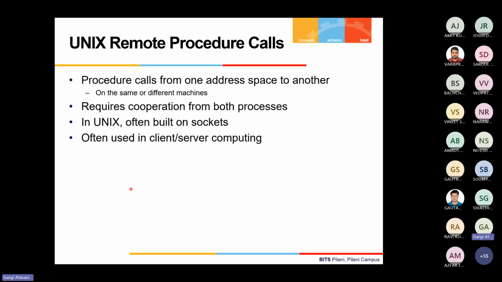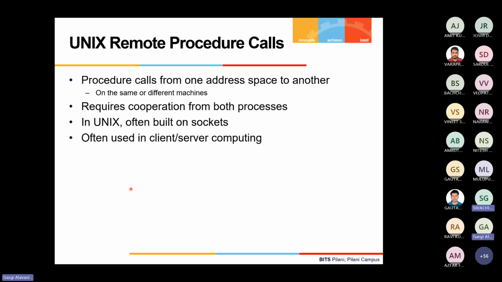Other than that, the remote procedure calls. Anyone? RPCs? Anyone works with RPCs? Ma'am, from the application sometimes we call a database procedure. Is it the same as RPC there, as an example? Yes, it could be.